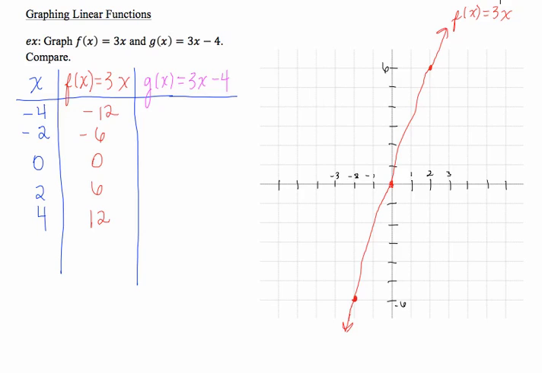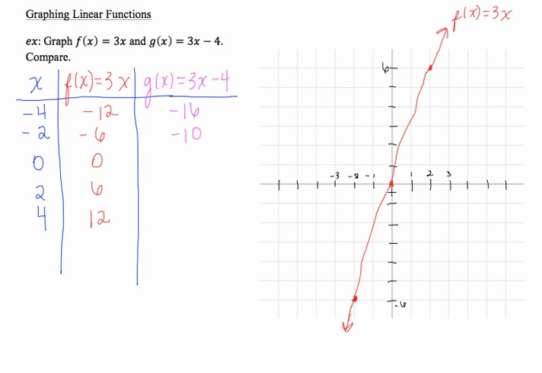Okay, now what I want to do is look at how the graph of g of x differs. Well, it's 3x minus 4 is how it's defined. So it's the same as f of x except 4 less for all the y values. So if x is -4, you'd have 3 times -4, which is -12, minus 4, so -16. If x is -2, you'd have 3 times -2 or -6 minus 4 is -10.